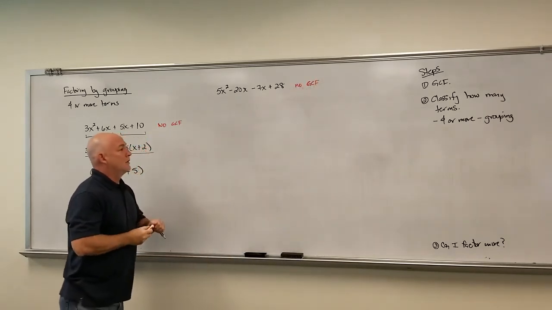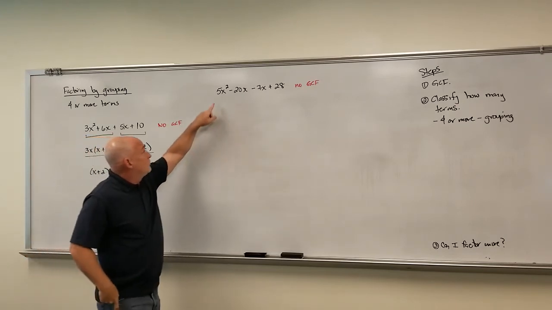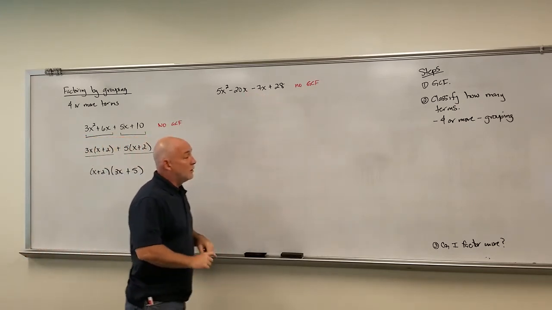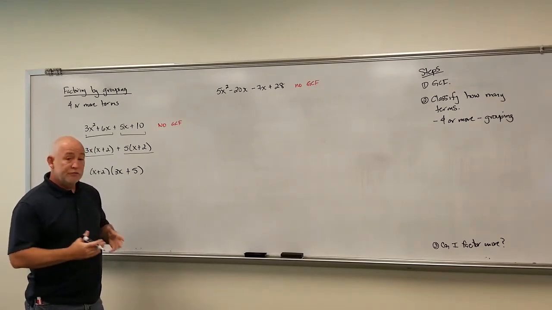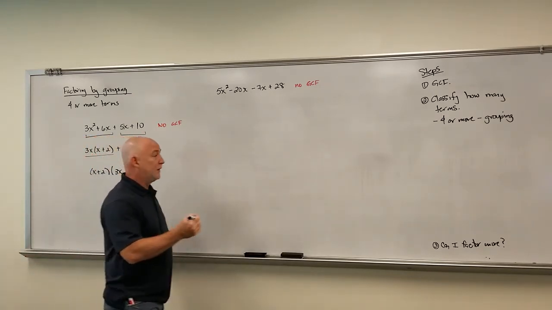All right, step 2 is classify how many terms. Well, in this one, I have 1, 2, 3, 4 terms. So we're going to try factoring by grouping first. Most of the time, you're going to want to try the first pair and the second pair.